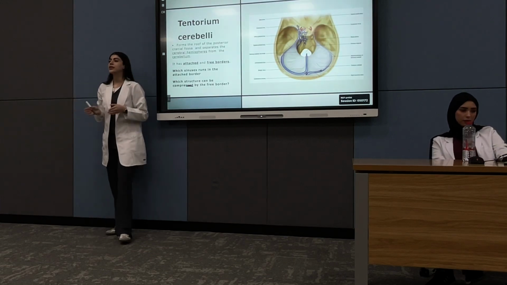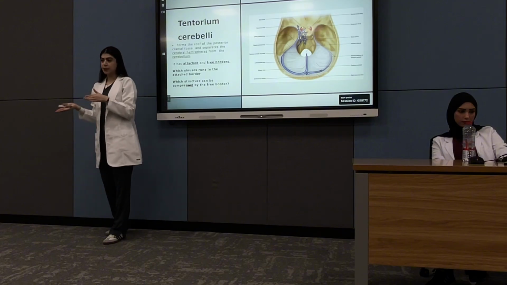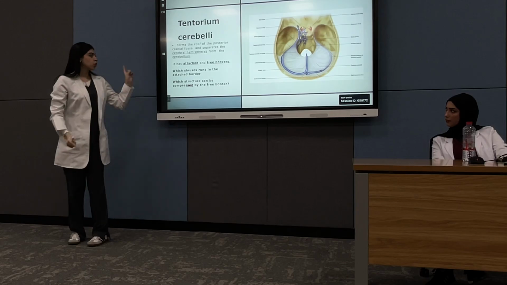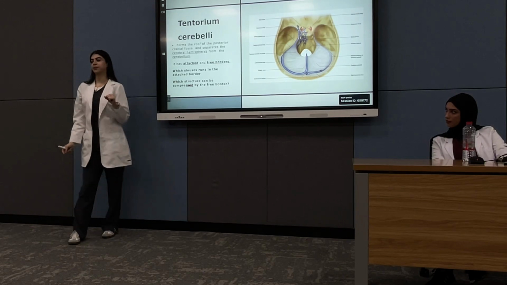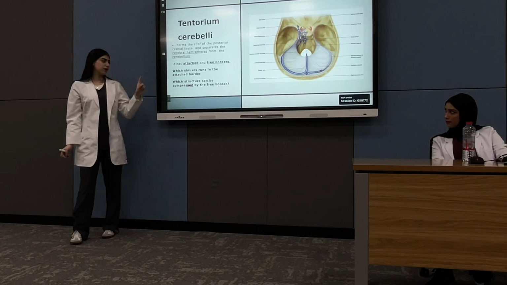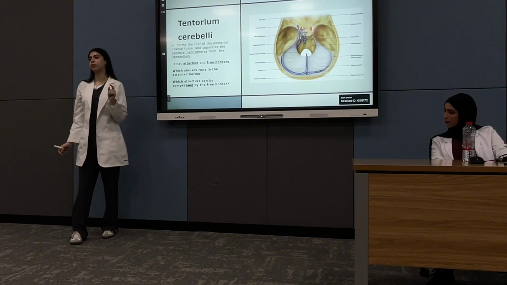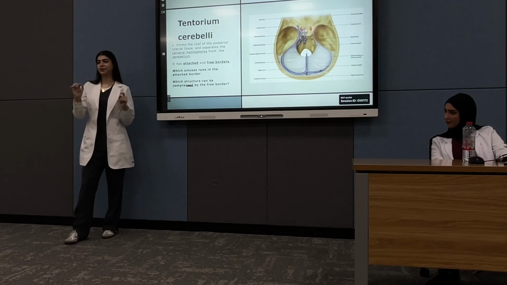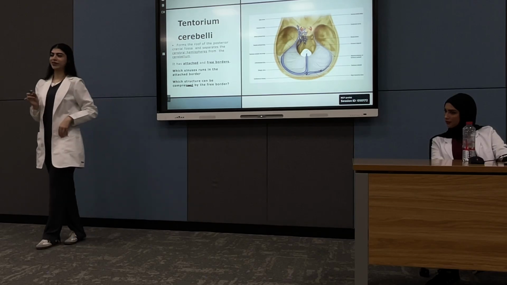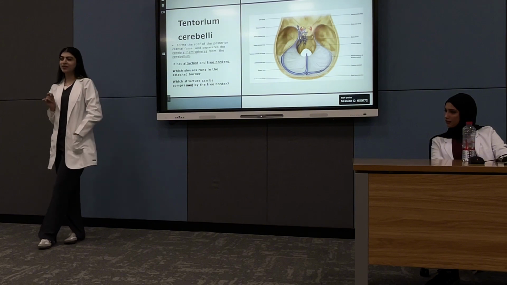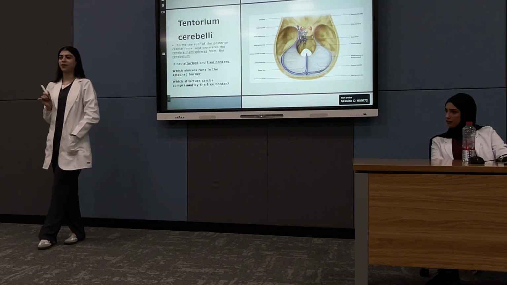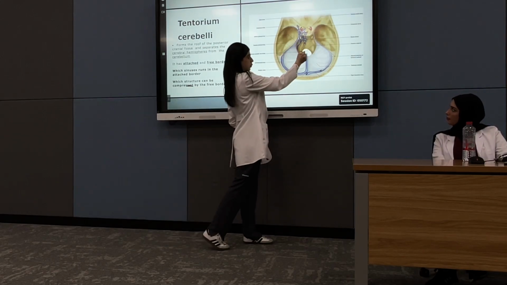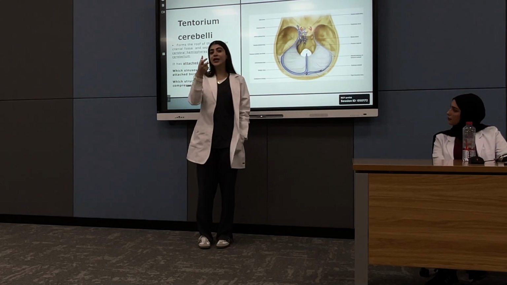Tentorium cerebelli is what basically separates the cerebrum from the cerebellum. So here we have the exact same thing, attached border and free border. Which sinuses run in the attached border? Transverse. Exactly. Which structure can be compressed by the free border? Brainstem. Which part? You're right, but which part? The midbrain. The free border is basically from this clinoid process to this clinoid process, this part here. So it's going to compress the midbrain.